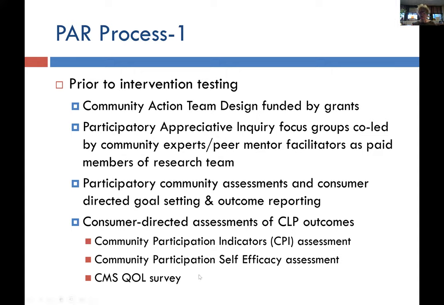And then the third tool is from CMS, the Centers for Medicare and Medicaid. Their quality of life survey was based on a number of participatory action research projects with the IDD community, and is a really nice instrument for looking at choice and control related to community living and participation. And we used that in all the studies as well.